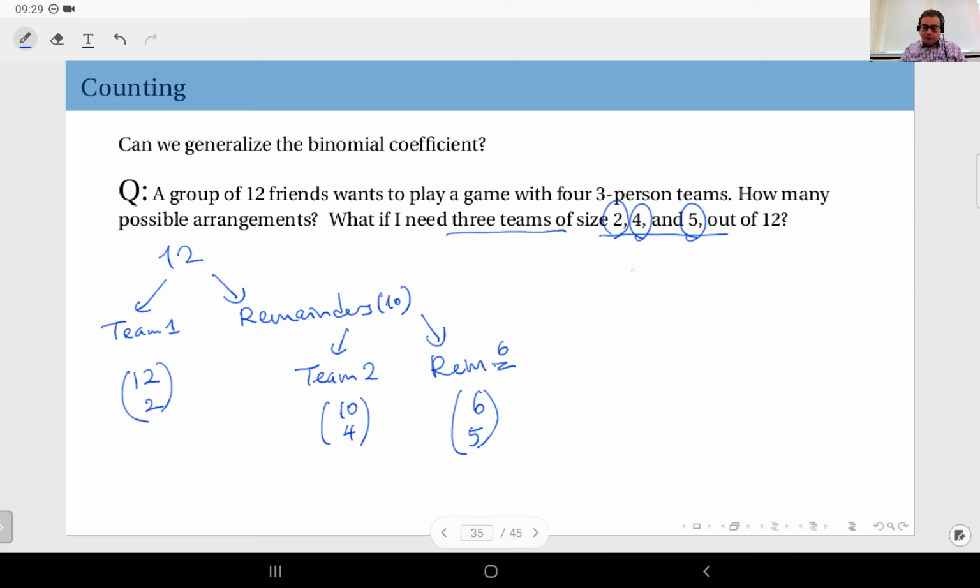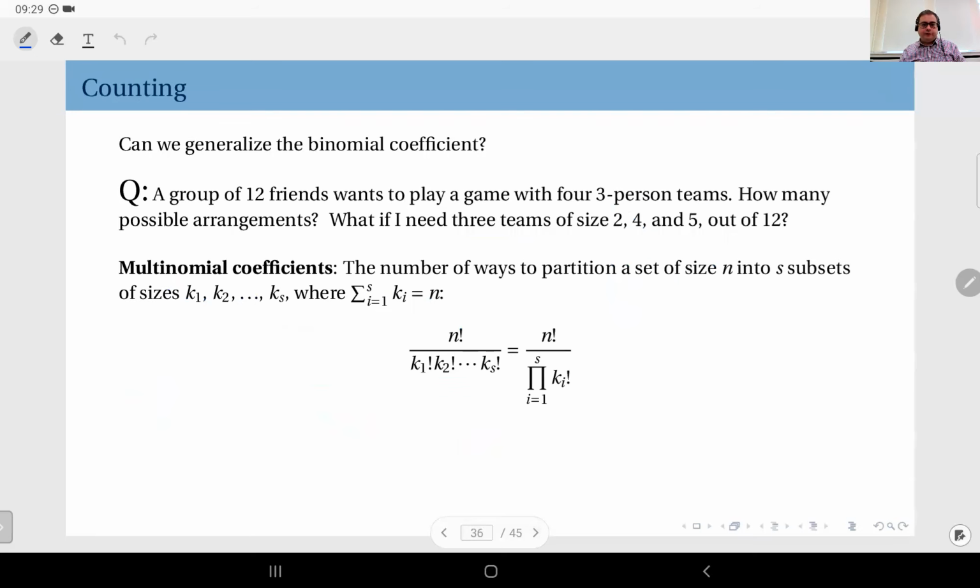So the total number of such assignments would be 12 choose 2, times 10 choose 4, times 6 choose 5. And this we call multinomial coefficients. Now recall the combination. That was binomial coefficients because you are actually selecting two teams, the group you select and the group you leave out. Here you are selecting K teams, and the generalization goes here. The number of ways to partition a set of size N into S subsets of sizes K1 through K sub S, where their total makes up N, is given here.